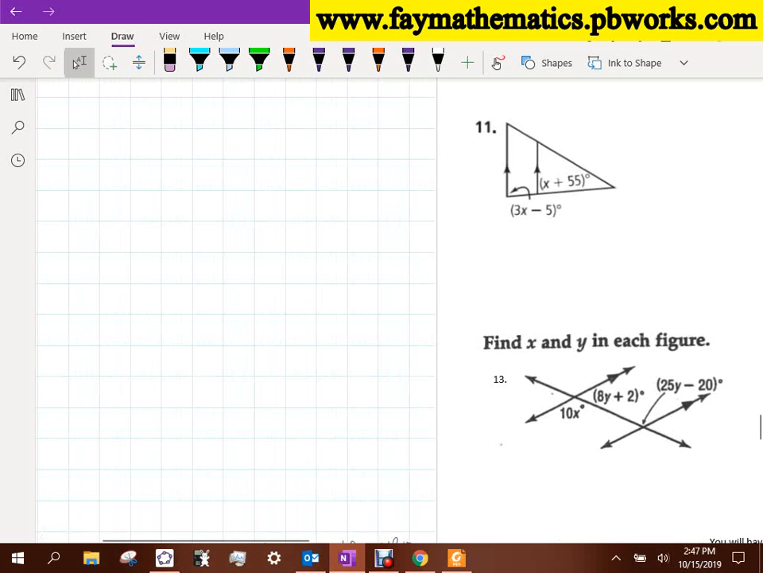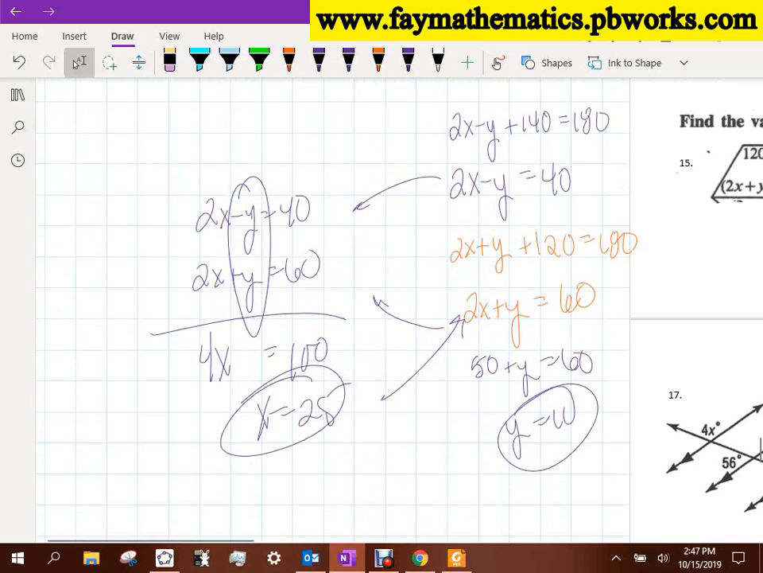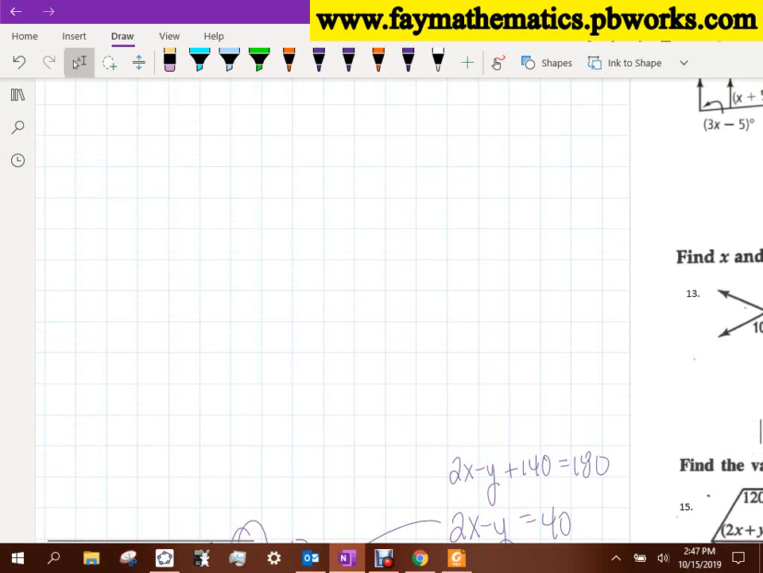Does that make sense? Okay, it's just that if I'm going to pigeonhole myself into using substitution, it might take longer than what elimination does. Okay, so that's why they teach those two techniques.